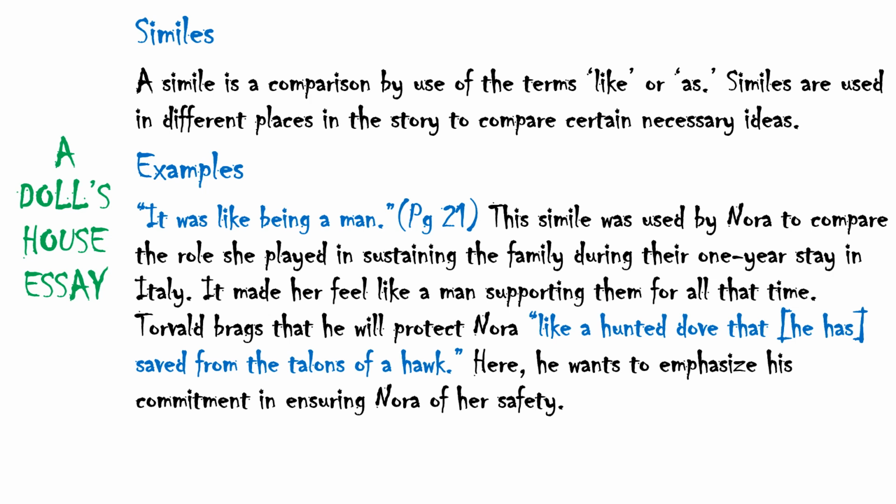Examples. "It was like being a man." That is on page 21. This simile was used by Nora to compare the role that she played in sustaining the family during their one year stay in Italy. It made her feel like a man supporting them for all that time. Torvald brags that he will protect Nora like a hunted dove that he has saved from the talons of a hawk. Here, he wants to emphasize his commitment in ensuring Nora of her safety.